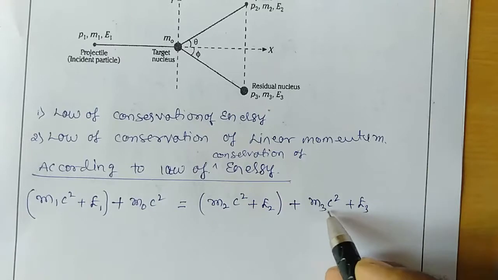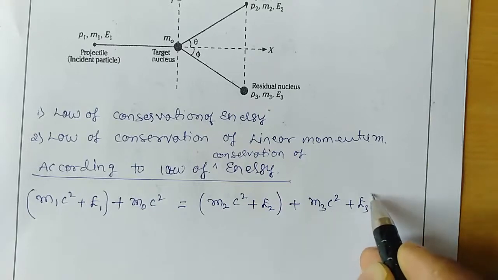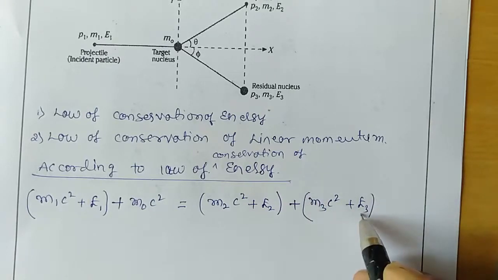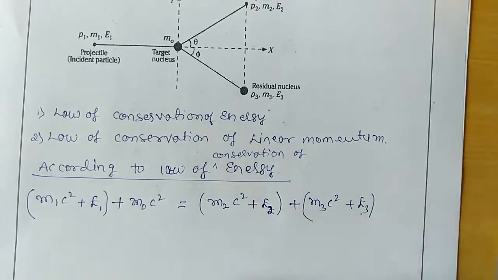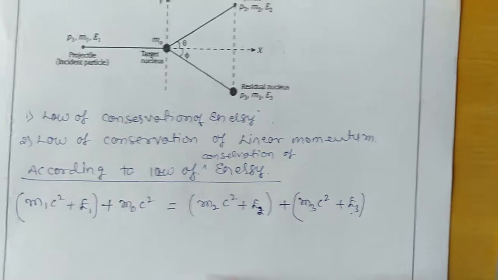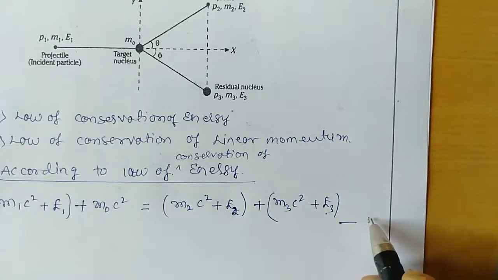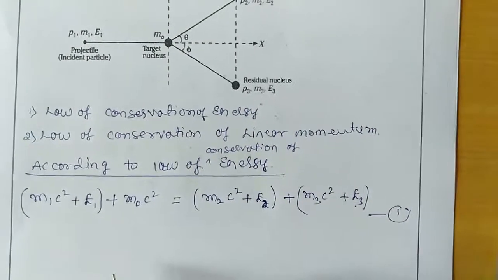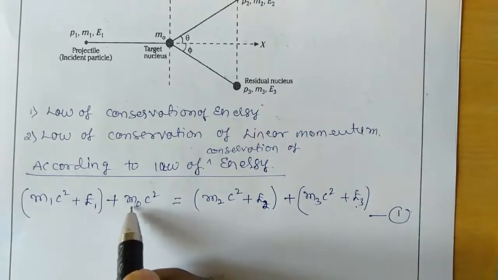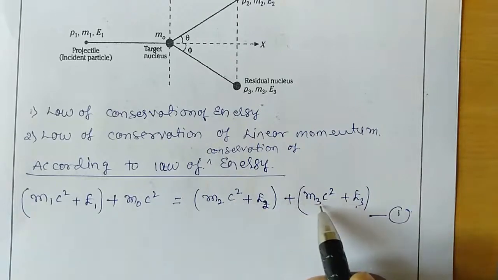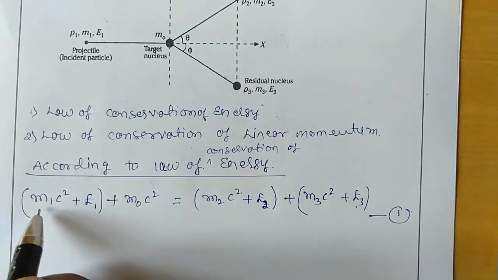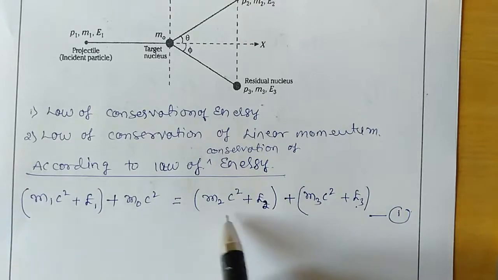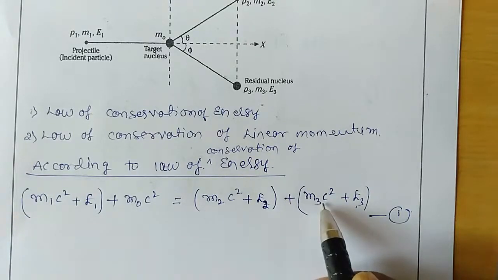So this is the rest mass energy of the residual nucleus, and this is the kinetic energy of the residual nucleus, and this is the kinetic energy of the ejectile that we have. Let us take this as equation number 1. Now we can say that m1 c square, m0 c square, m2 c square, m3 c square are the rest mass energies of the projectile, target nucleus, ejectile and the residual nucleus.